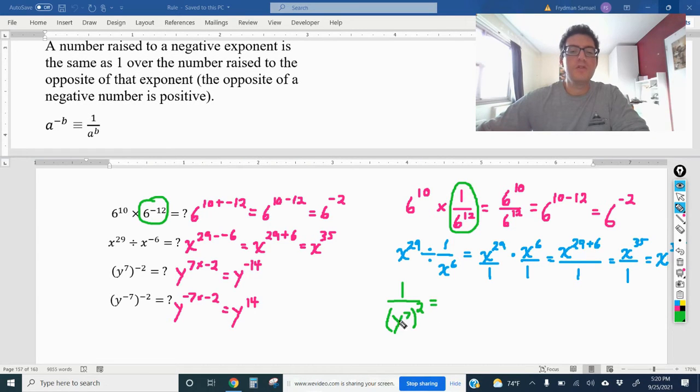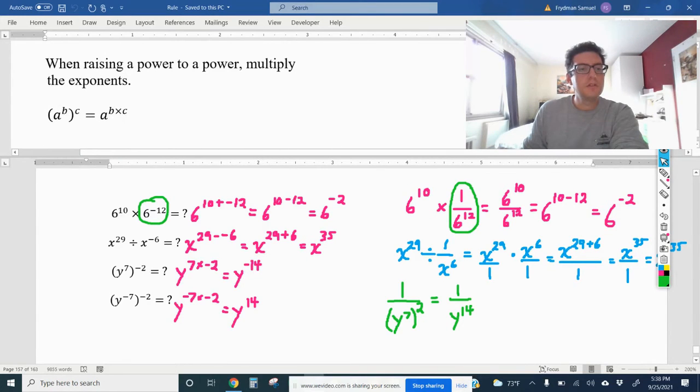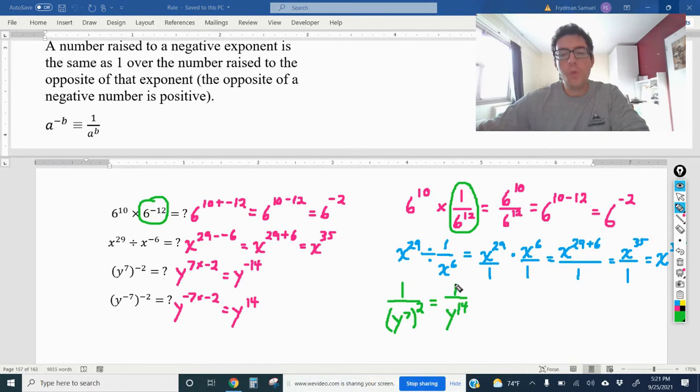And then we can go ahead and use the power to a power rule and multiply these exponents here, and we would get 14, so that would be y to the 14th power. That follows from this rule over here. When we are raising a power to a power, then we multiply the exponents. So that's what we did over here. We did 7 times 2 is 14. And 1 over y to the 14th power is the same as y to the negative 14th power.